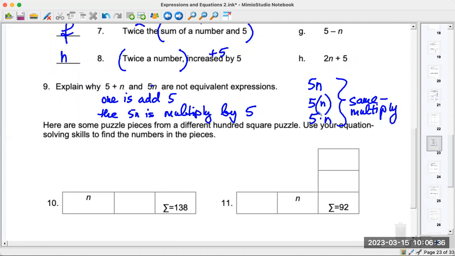Just to give you an idea what it looks like. We do not use the times sign for 5 times n. We don't use that anymore. Times from elementary school is out in algebra because it's a variable. X's might be a variable, and so we cannot use it for multiplication.